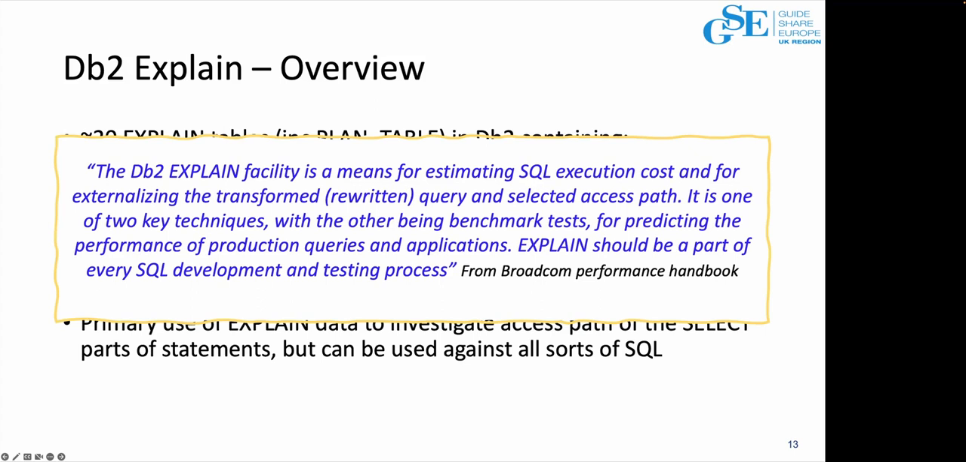So here we are after, crikey, 34 minutes. We've got to the DB2 explain bit. I've got a quote here from the Broadcom Performance Handbook, which I think sums up what DB2 explain is quite nicely. The DB2 explain facility is a means for estimating SQL execution cost and for externalizing the transformed, rewritten query and selected access path. It is one of two key techniques, with the other being benchmark tests for predicting the performance of production queries and applications. Explain should be a part of every SQL development and testing process.